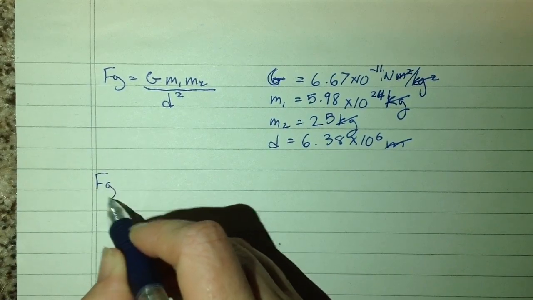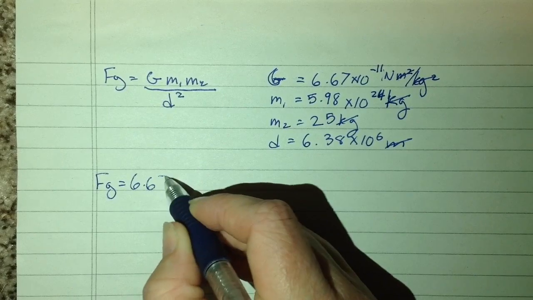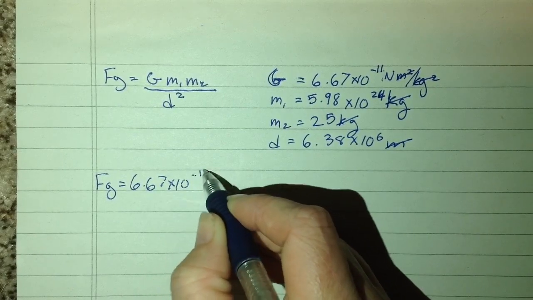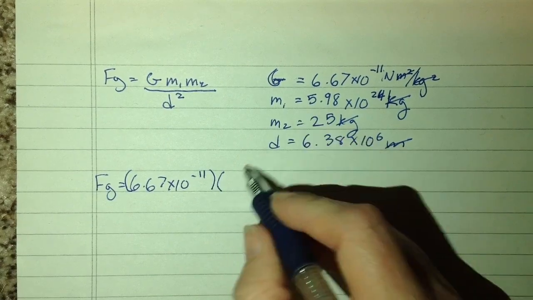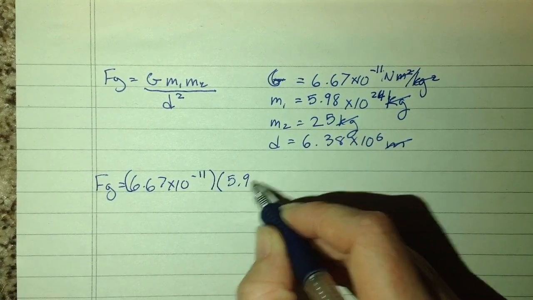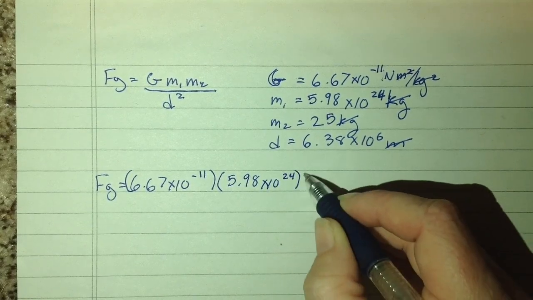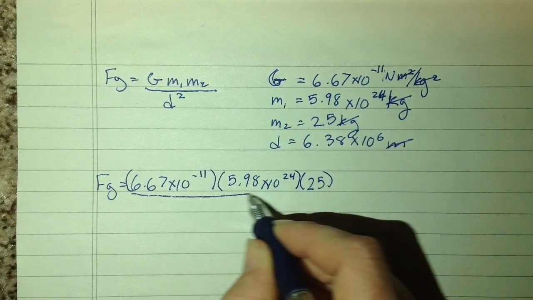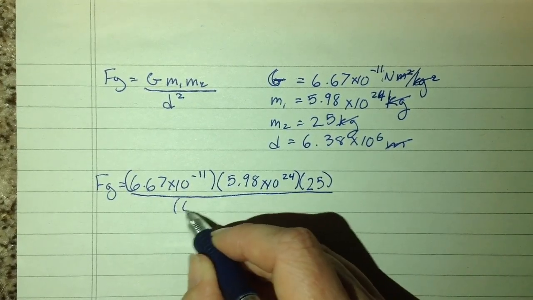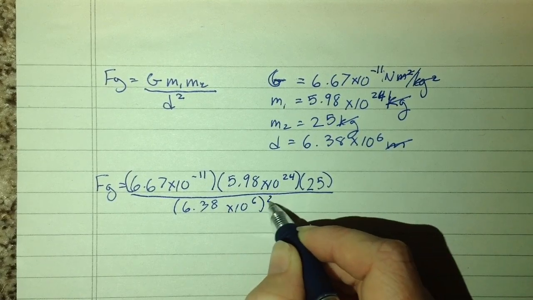So the force of gravity equals our gravitational constant, 6.67 times 10 to the negative 11. Then that is times my first mass, 5.98 times 10 to the 24th. Then my other mass, the easy one, 25. And that is all divided by the distance between them, 6.38 times 10 to the 6th squared.